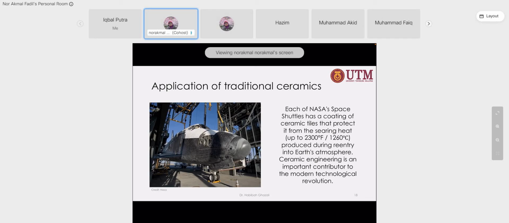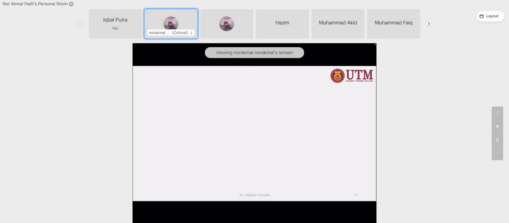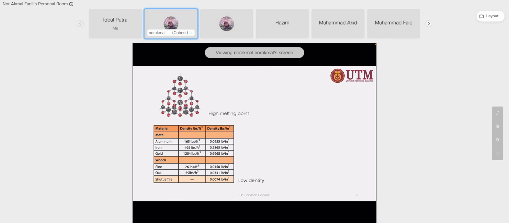Each NASA space shuttle has a coating of ceramic tiles that protect it from searing heat, which is up to 1,260 degrees Celsius, produced during re-entry into Earth's atmosphere. Ceramic engineering is an important contributor to the modern technology revolution. It has a high melting point but low density.